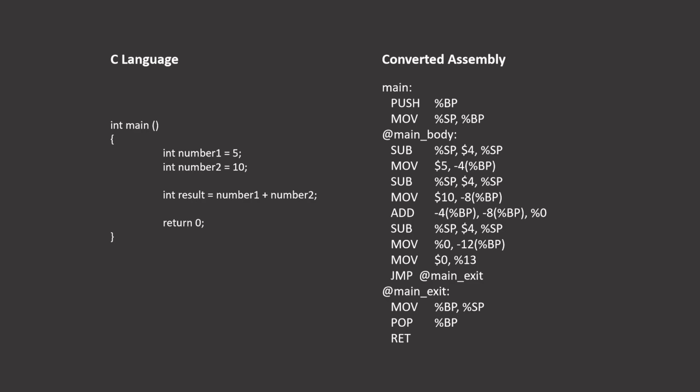I don't even really understand assembly code that much. I can understand it a little bit. For example, this line here, move 5 into this. We're putting 5 into this memory address, and we're putting 10 into this memory address here.